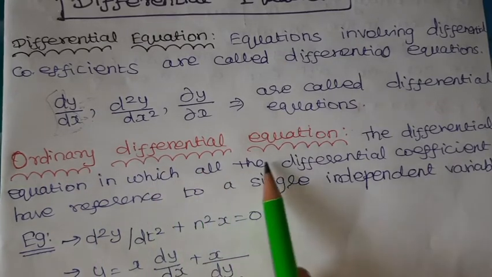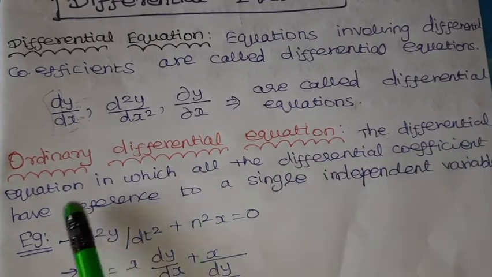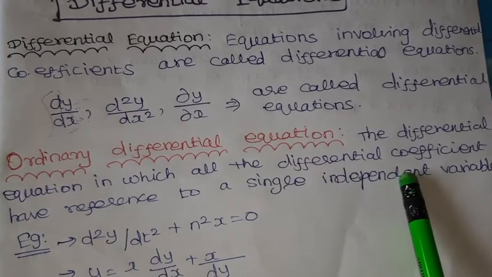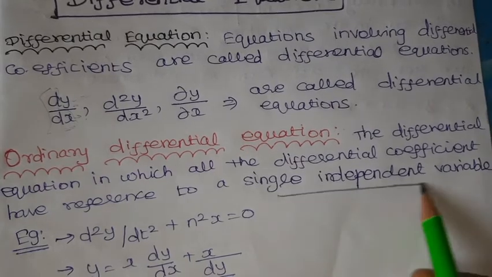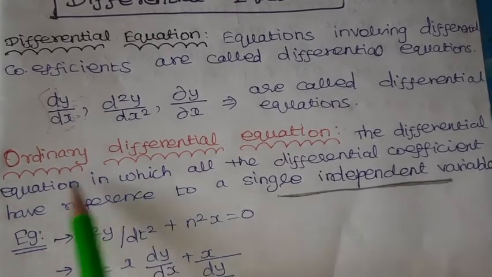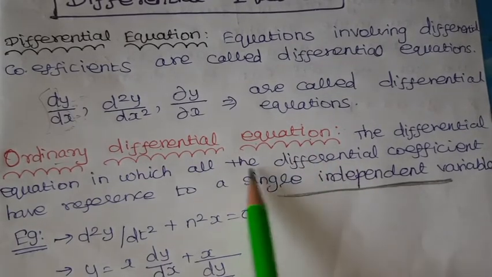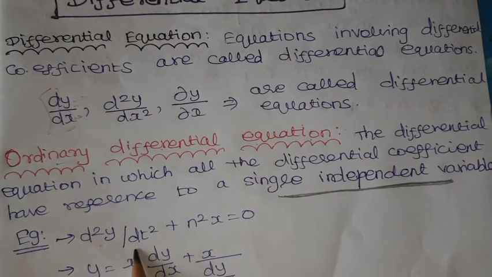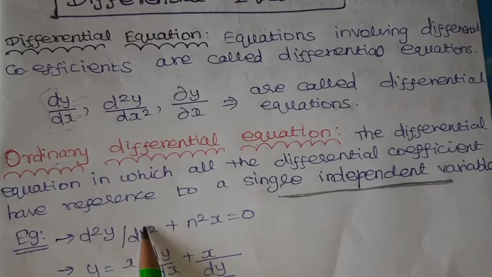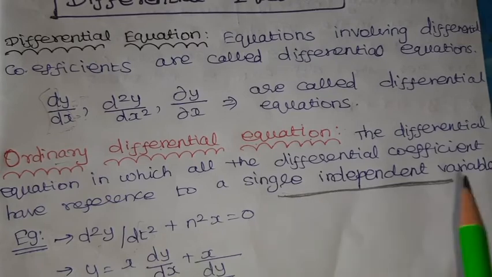What is an ordinary differential equation? The differential equation in which all the differential coefficients have reference to a single independent variable. In ordinary differential equations, there is reference to a single independent variable. For example, d squared y by dt squared. Here there is only one independent variable, because y is dependent on t alone. So it is dependent on only one independent variable.